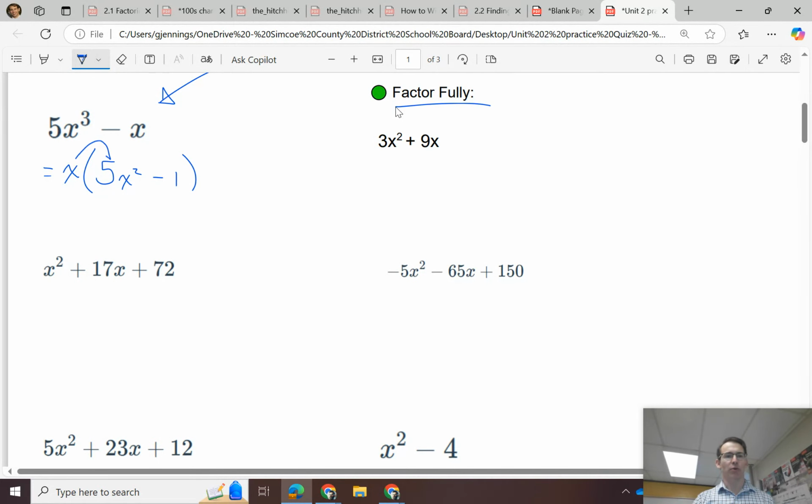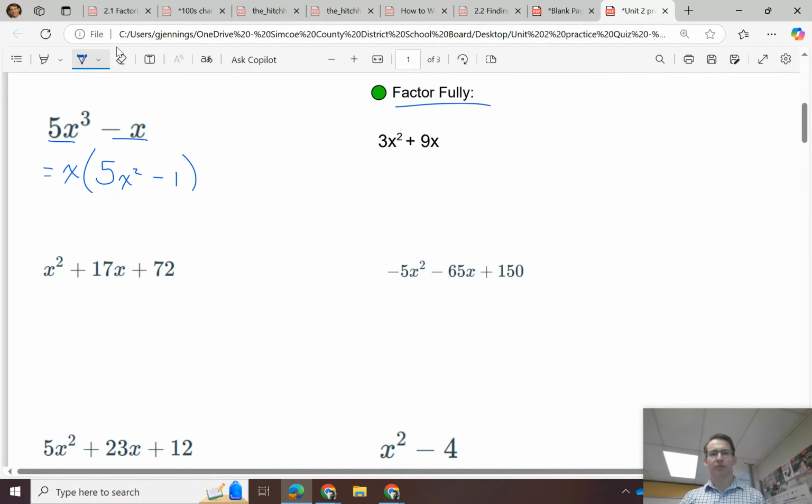Because if I were to expand that back in, if I were to do my distributive property, I would recreate that and I would recreate that. I need the 1 there because it's a kind of target for my multiplication as I multiply that factor back in. So that one is done. Final answer. That's fully factored. Nothing else we can do there with that.